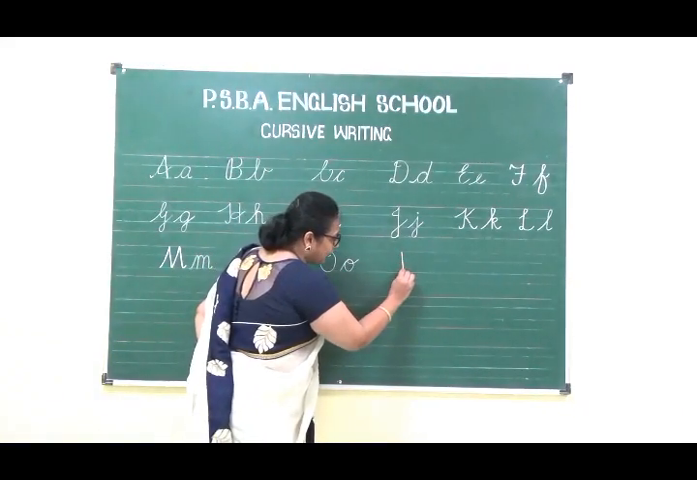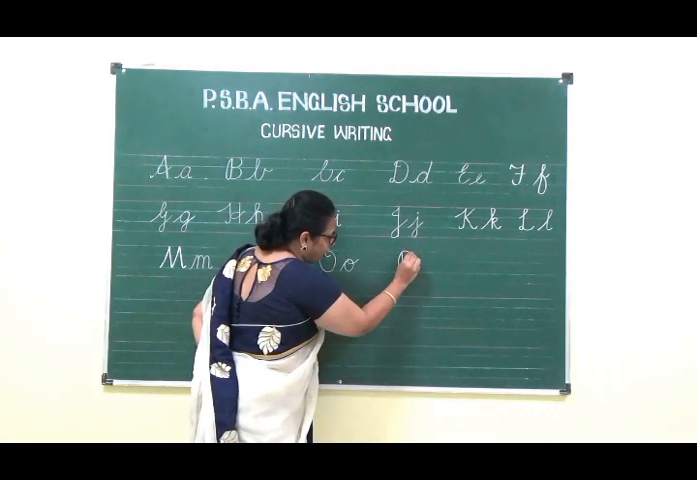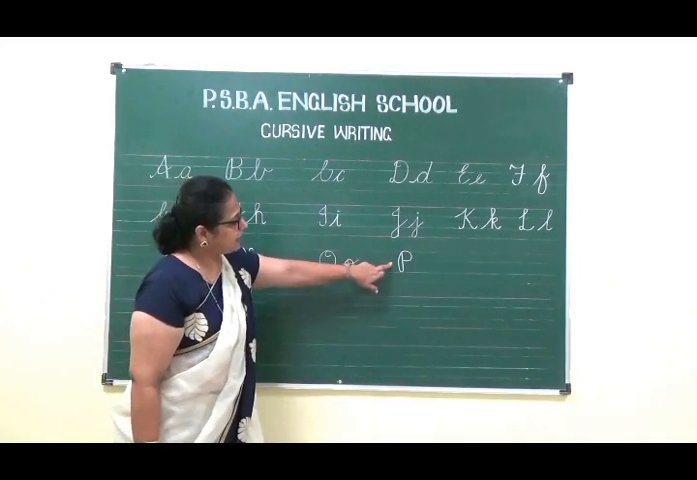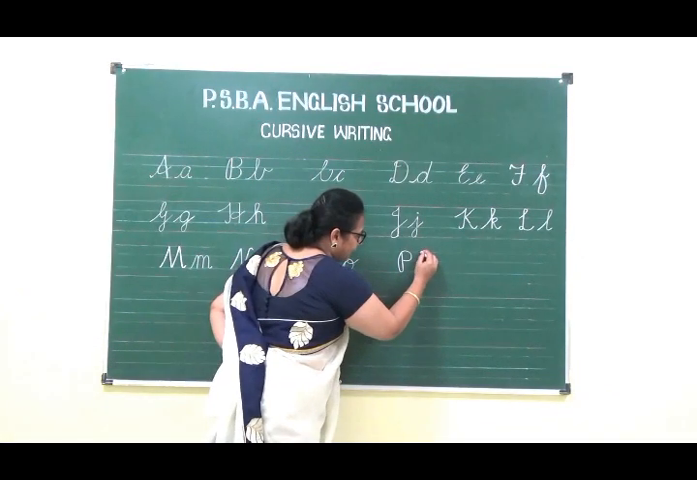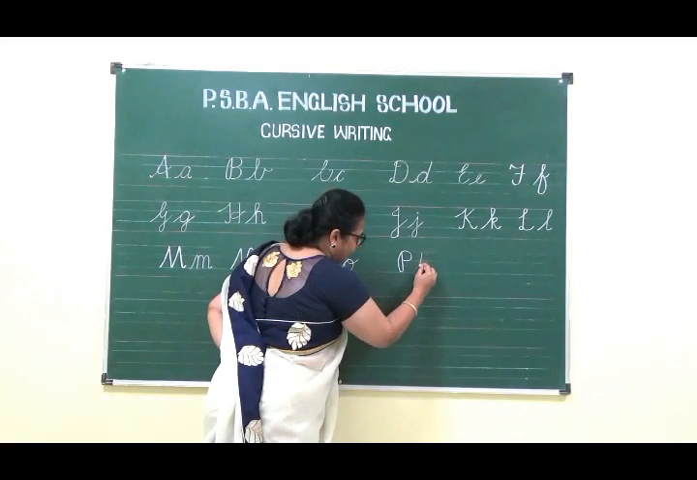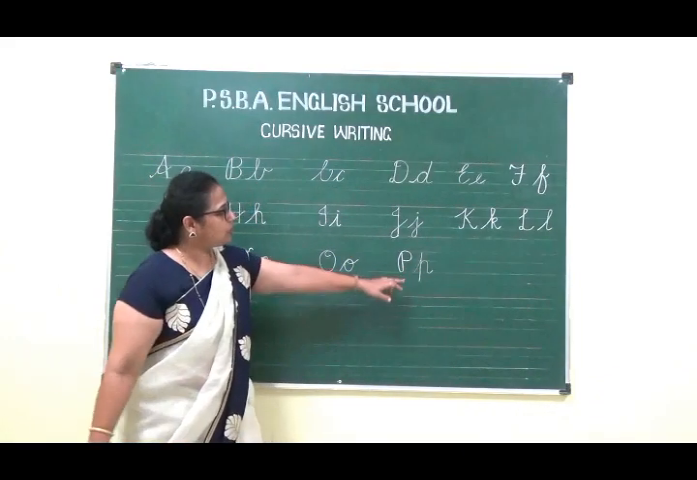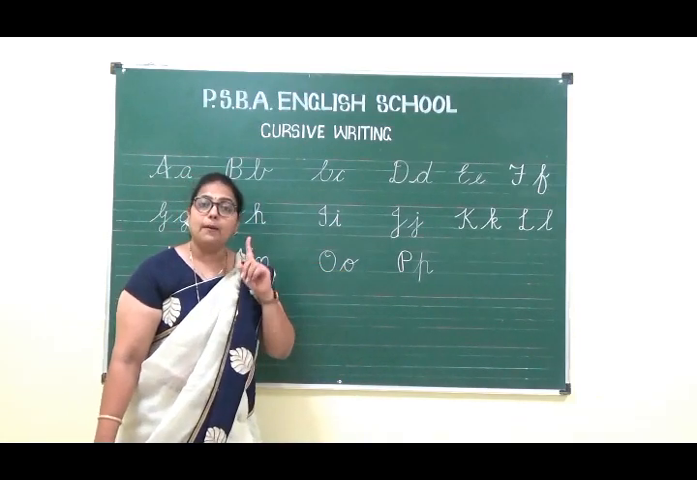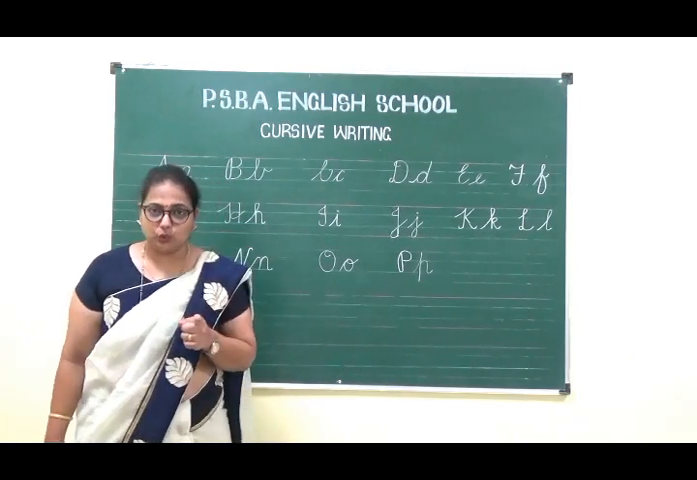Standing line, make a loop, go up, go up, go up, and draw a curve and a half circle. The second line, this is letter P, capital cursive letter P. Go from the third line to the first line, the slanting line, come down with the standing line, go up, and make a curve from the second line to the third line and make it to the curve. This is small cursive P. P says, P for peacock.